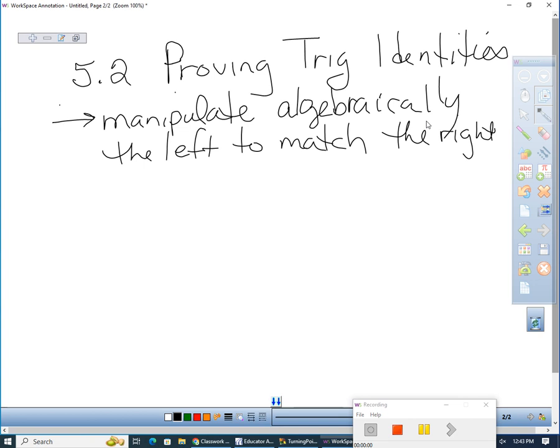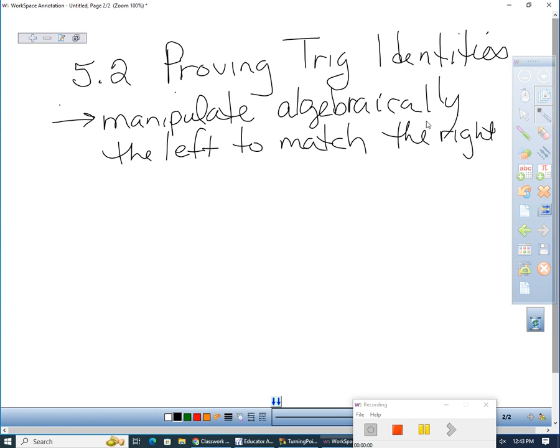Now, many things you're going to be doing is changing things out. I have no new identities for you today at all. You can use ratios. You can use your Pythagorean identities that you have on your card, right? You can use any of those to switch in and out in order to get the other side to match. You may have to find some common denominators. You may have to multiply by reciprocals, okay? All of those different things can happen in order to get it to match. So let me show you what I mean.